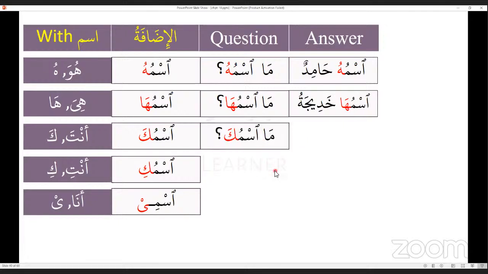Masmuka. What is your name? Masmuka. Sister, replace XYZ with any name you can. Okay. So Masmuka. No, Masmuka. Ka. I'm not saying Masmuki. So the answer is wrong.